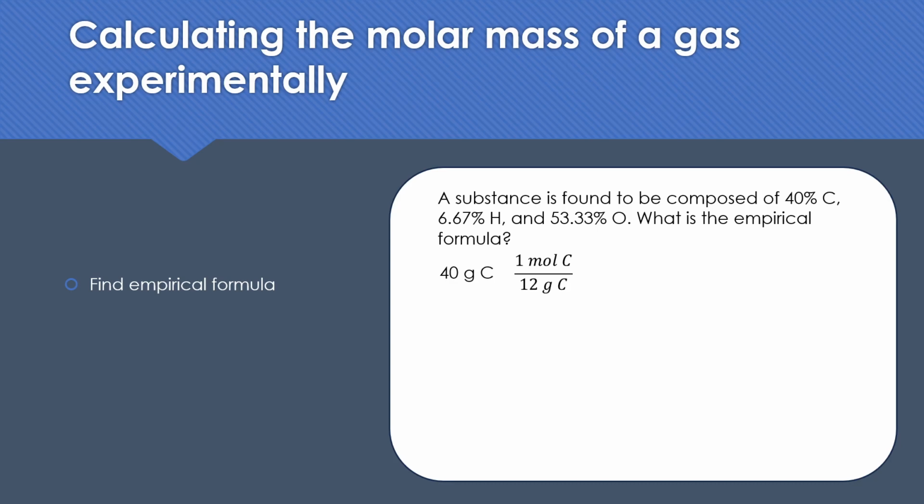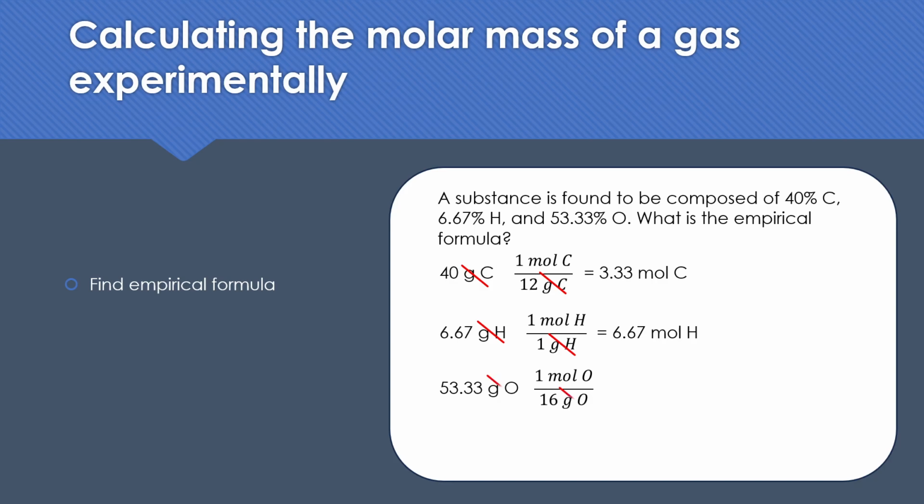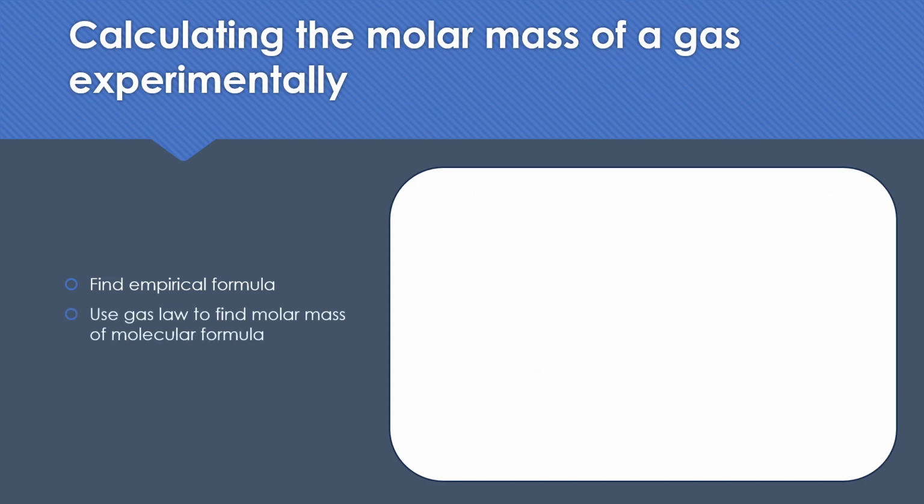So 40 grams of carbon, convert that to moles. 6.67 grams of hydrogen, convert that to moles. And 53.33 grams of oxygen, convert that to moles. And then you divide each one by the smallest number. We're tied, so it doesn't matter which one we pick. So divide them all by 3.33, and you get 1 carbon, 2 hydrogens, and 1 oxygen, giving us an empirical formula of CH2O.